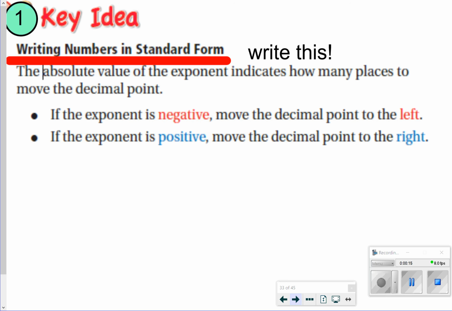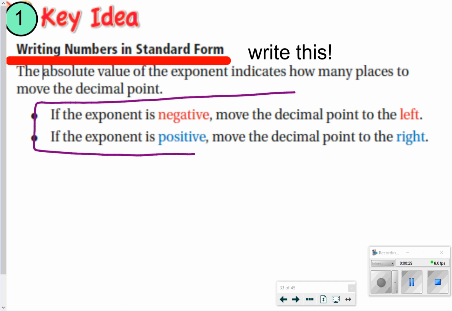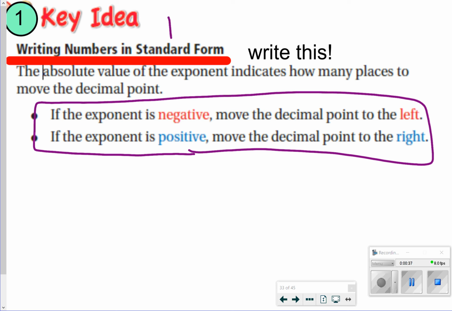The first thing we want to know is how to write stuff in standard form, and that just means they have no scientific notation, there's no decimals. But if the exponent is negative, you'll move the decimal point to the left, and if the exponent is positive, you move the decimal point to the right. So this is just two important things you're going to write down for number 1. And the exponent is going to tell you how many times to move your decimal. So what we'll do is go ahead and pause the video here so you can write down number 1, and then click play to see how it's done.